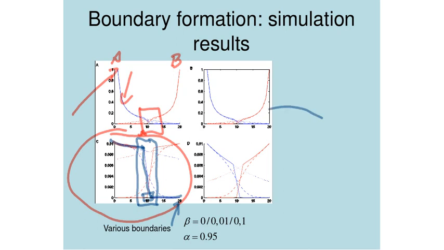And this is another example where we vary the different parameters. Again, you see what happens when there is no interaction, which is the dotted line. But when you have this interaction, you see how you get a very strong depletion, and thus again this creates a sharp boundary.